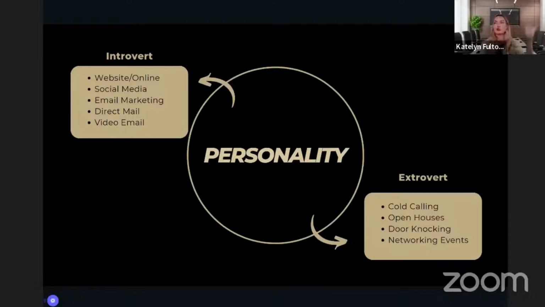So if you're an introvert, you really may want to consider these online activities because that may match your personality a little bit better. If you're an extrovert, so you love being around people, you may consider doing things like cold calling, I feel like cold calling can go for both, but anyways, cold calling, open houses, door knocking, and networking events. So if you're an extrovert, these are typically your activities. So really look inside yourself of what works best for your personality as well.